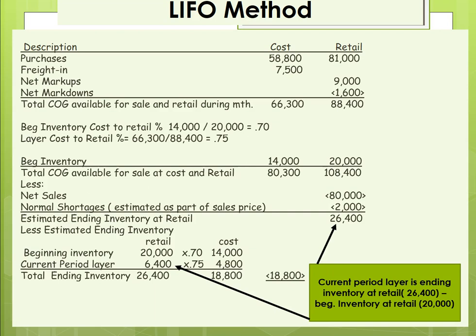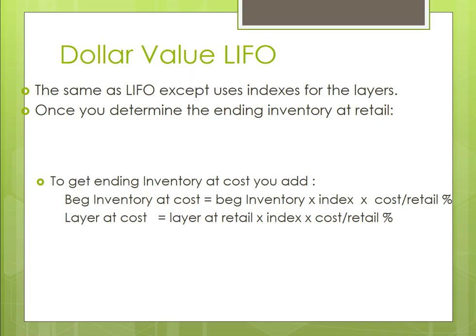Now, total ending inventory at retail, remember, it has to equal the 26,400 that we came up with. And now we have it at cost. We can subtract that to get estimated cost of goods sold. So that ends that one. And now we'll look at dollar value LIFO.